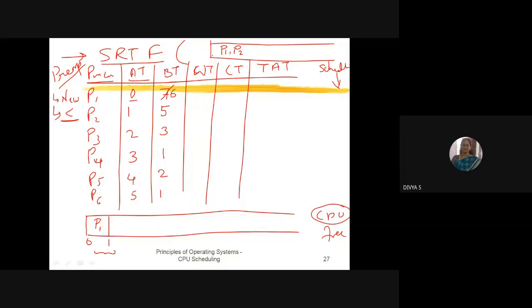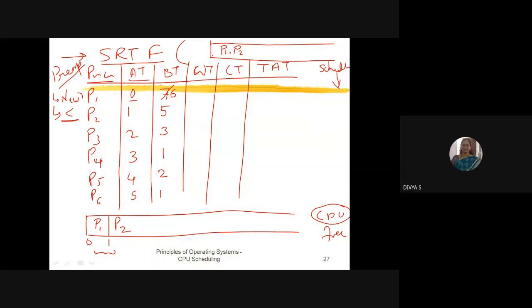Now you will be checking the second condition by the updated values only. Which process's burst time is lesser, P2 or P1? P2. Now what happens? P1 process is preempted. Okay, P1 process is preempted. Now the CPU will take the P2 process.